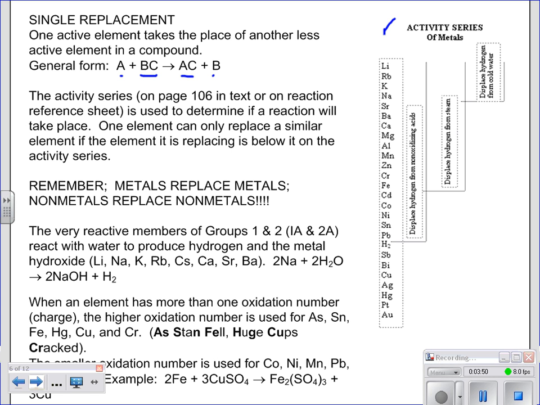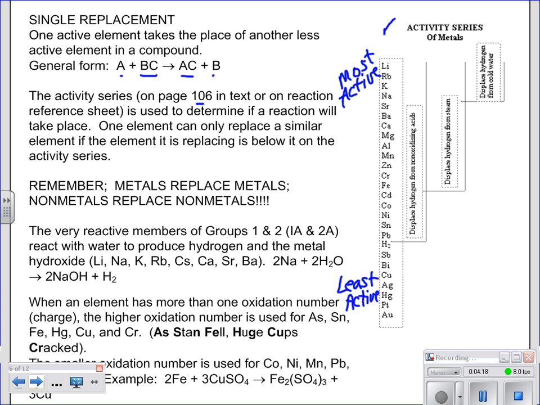So you're just going to check this. I believe there's a copy in your book also if you were to go online and look at that. But it's going to tell you what the replacement will be, if it will actually occur. So if you have something, these guys up here are the most active. So yes, these guys up here will replace these guys down here, which are the least active.